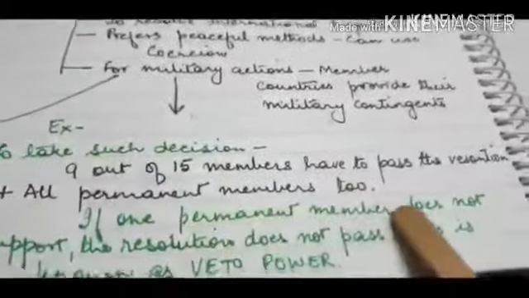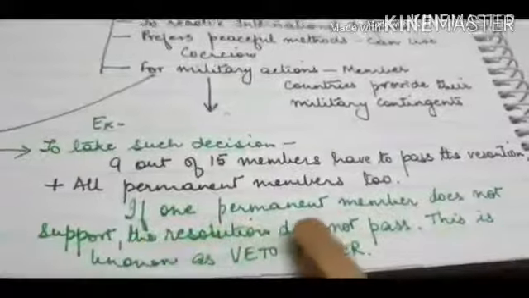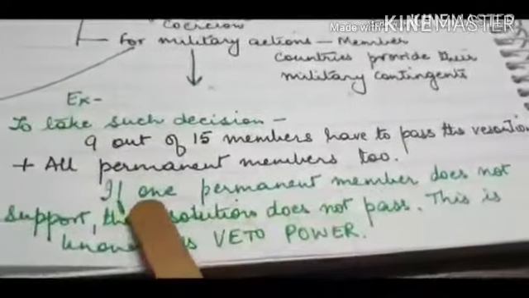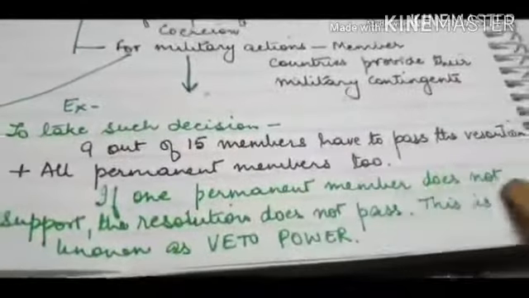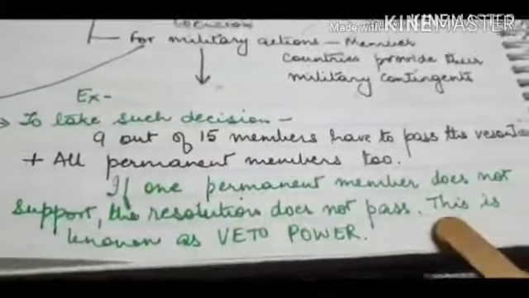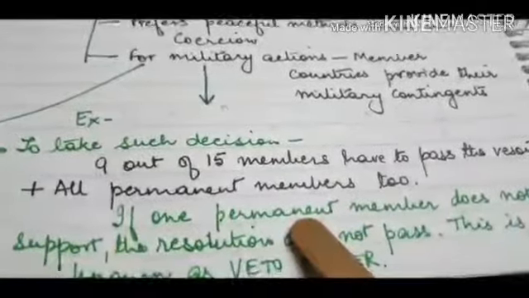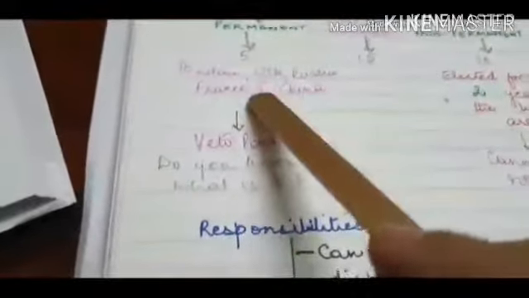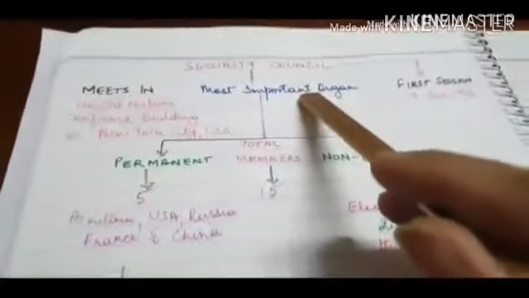If one permanent member does not support the resolution, it does not pass. So, even if one out of those 5 permanent members does not support this resolution, then the resolution does not pass. This is known as veto power of the permanent member. So, now you know what the veto power is. Veto power is the power given to the permanent member to say no to a resolution passed in the Security Council.